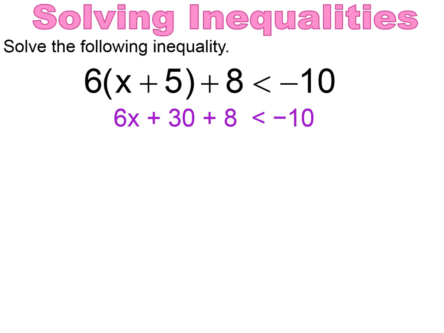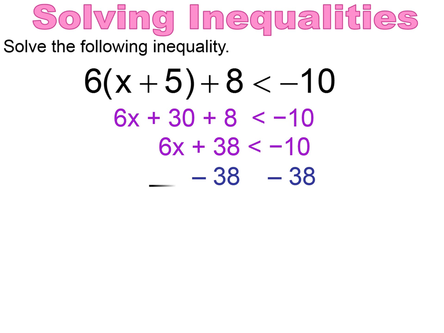Okay, so you're going to do the distributive property here. You end up with 6x plus 30 plus 8 is less than a negative 10. Combine like terms, you get 6x plus 38 is less than a negative 10. Now it's a two-step inequality. Subtract 38 from both sides. You get 6x is less than a negative 48.